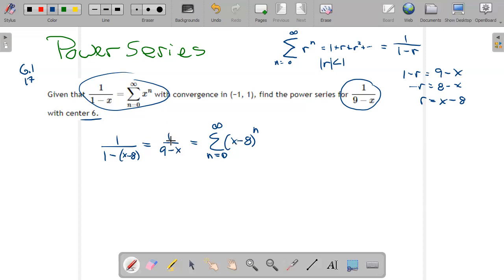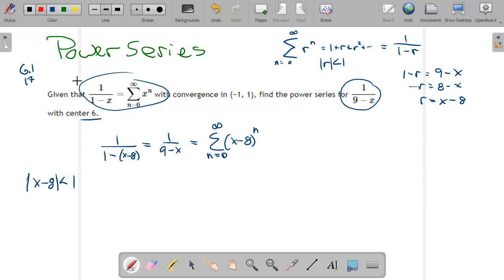And the radius of convergence that we grabbed for this is related to the one we started with, but we replaced the r with an x minus 8. So as far as establishing that radius and interval, we now have the absolute value of x minus 8 is less than 1. We don't know what's going on at the endpoint yet. So that gives us our series.